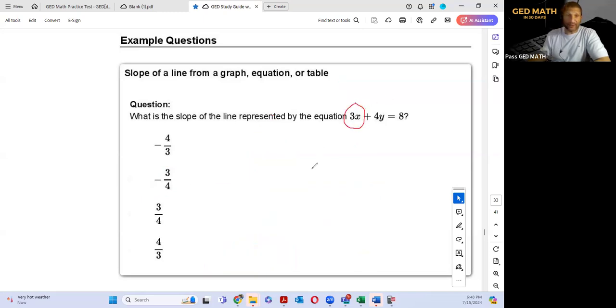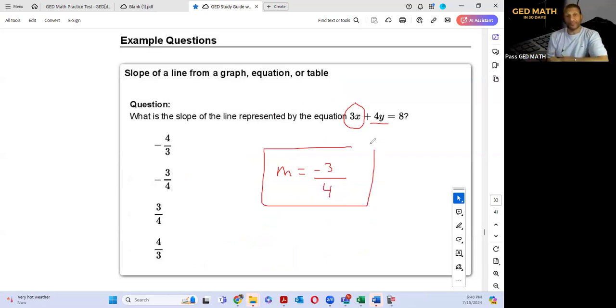Take the opposite of that coefficient right there. The opposite of plus 3 is negative 3. Put it over the coefficient of your B, and you got your slope done. Negative 3/4.